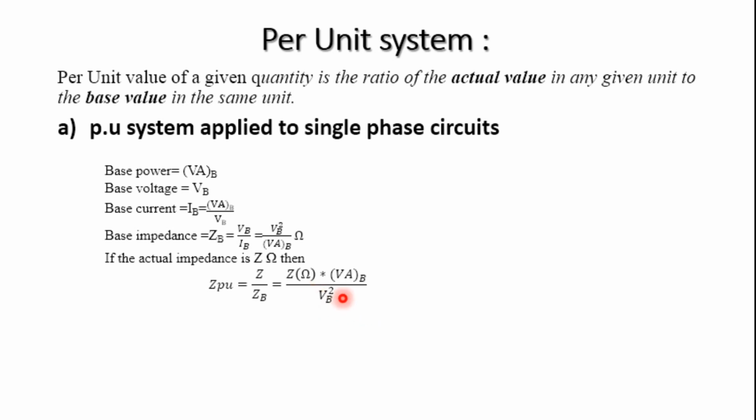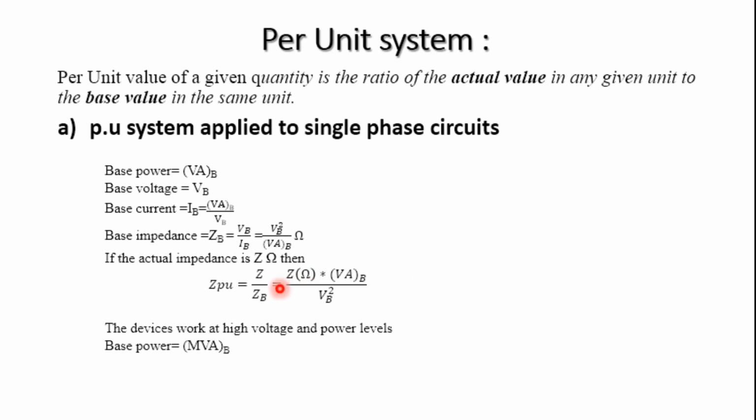So since this is one by something, it goes to the numerator: Z in ohm into VA base divided by VB square. This is the equation you are supposed to remember. Z per unit is equal to Z in ohm into VA base divided by VB square. This is subjected to a single phase circuit.